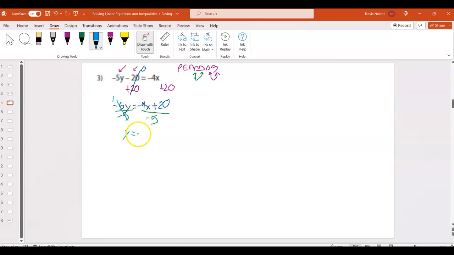And here we'll split it up. Negative 4x over negative 5 plus 20 over negative 5. So we'll split up both terms, and we'll divide both by negative 5.